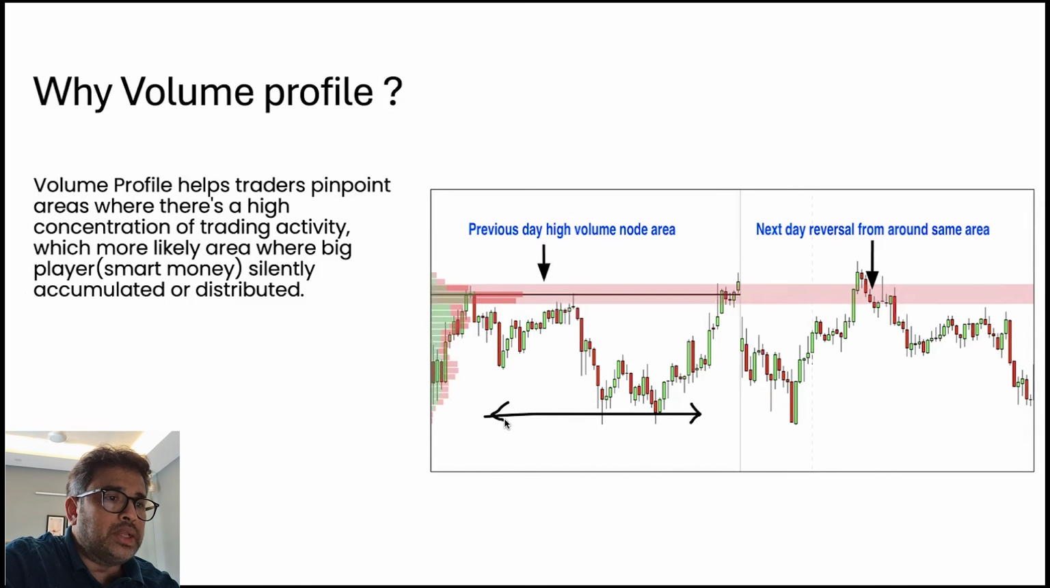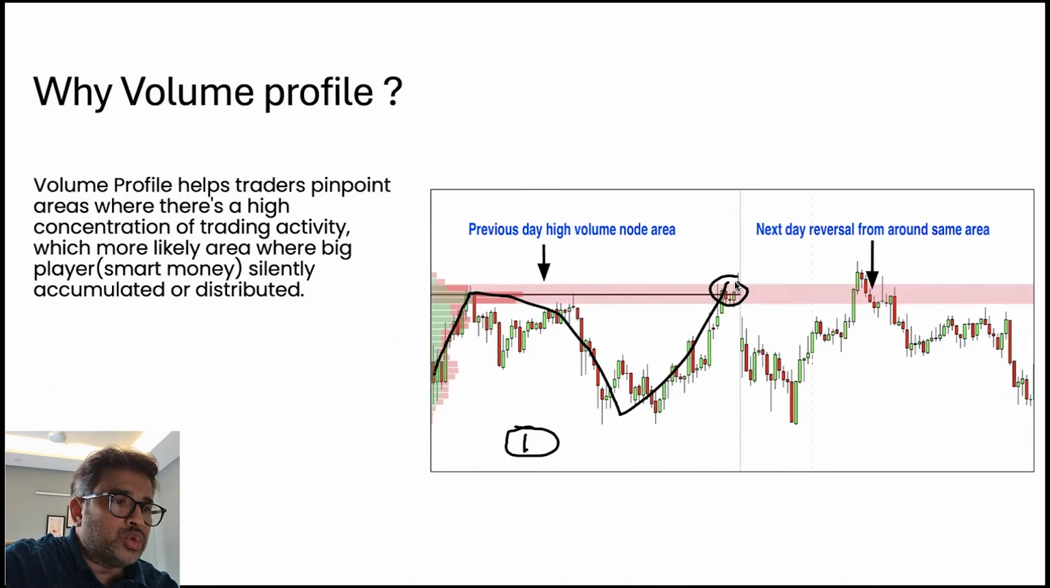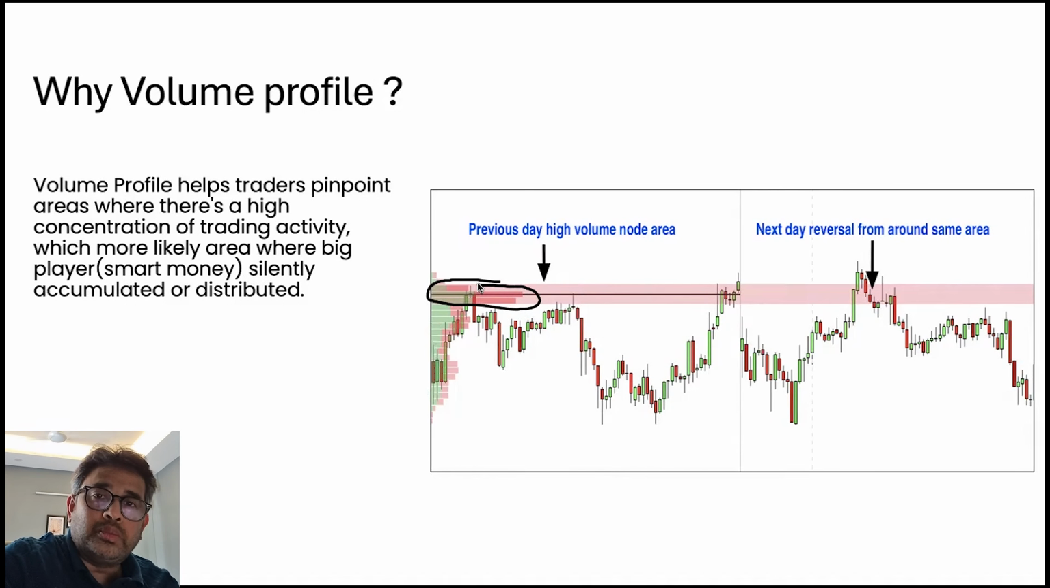This is the chart example, and look at this chart. What you can see here is that this is the area where the highest volume took place. When you plot the volume profile, it will tell you the price where the highest volume took place. Assume that this is day one. Okay, the market was sideways. It opened here, made a high, then made a low, and finally closed here. Right. But when you plot the volume profile, it will tell you that this is the range where big players either accumulated or distributed. That means this price range is important. This is day one.